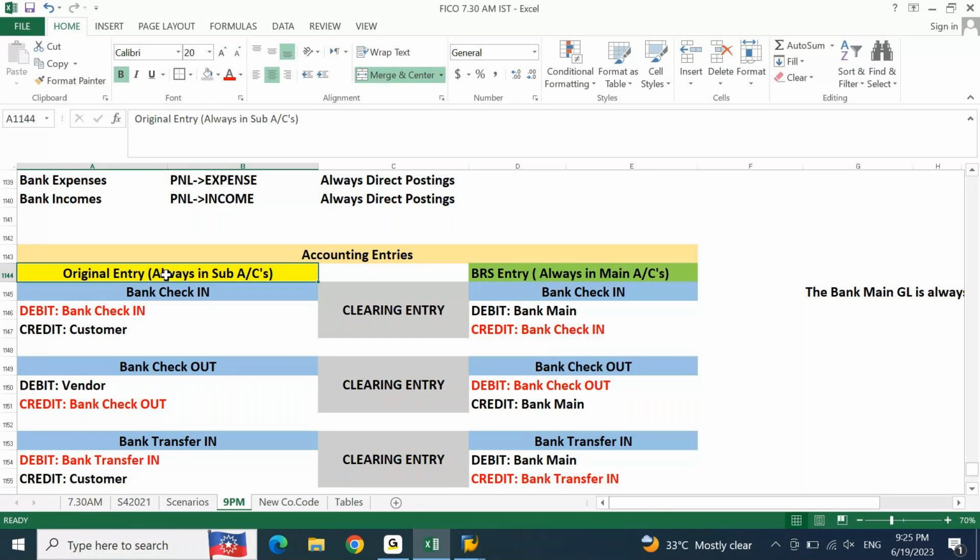Whereas your bank sub account will appear on both sides, the original entry as well as the BRS entry. On these two, it will appear on opposite sides. If it is on the debit side in the original, it will be on the credit side on the BRS, and vice versa. Agree? Yes.